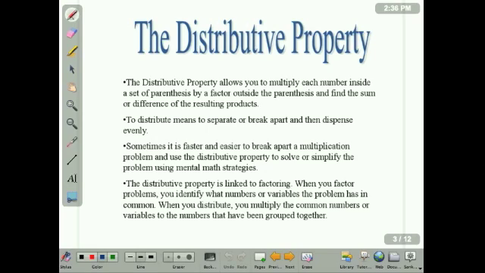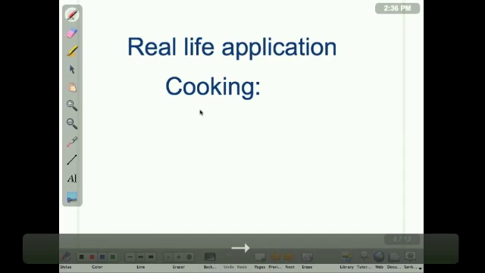The distributive property is linked to factoring. When you factor problems, you identify what numbers or variables the problem has in common. When you distribute, you multiply the common numbers or variables by the numbers that have been grouped together. So this is what it means.